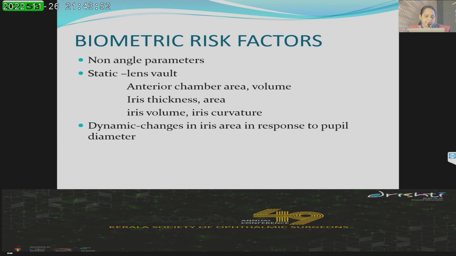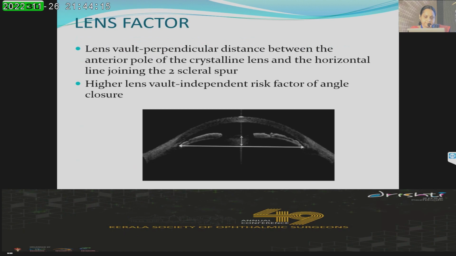There are non-angle parameters also involved in angle closure. They may be static risk factors or dynamic risk factors. Static risk factors include lens vault, anterior chamber area, volume, iris thickness, area, iris volume, iris curvature. And in dynamic risk factors, we can note the changes in the iris area in response to pupil diameter.